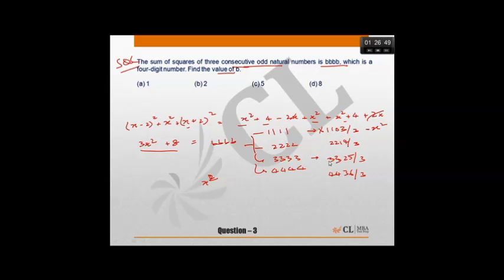Okay. 2214, 2 plus 2 plus 1 plus 4 is 9. This is a multiple of 3, so let me hold on with this. What about this? 3 plus 3 is 6, 3 3 3. Oh sorry, I made a mistake. This is 5555. I have made a stupidity. This is 5555 and I have 8888. I'm sorry, this was a stupidity. I should be careful. So this means x square should be 5547 by 3 and this should be 8880 by 3.